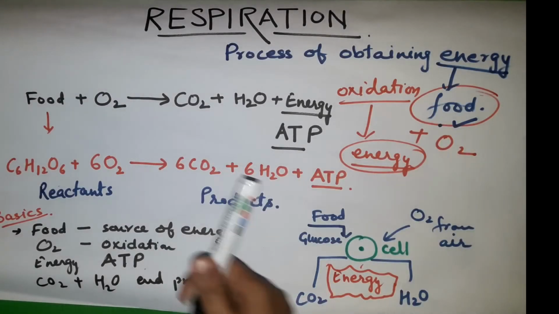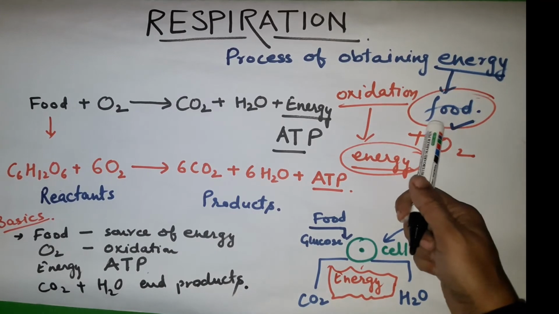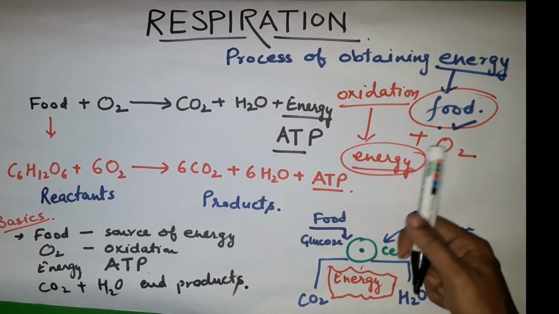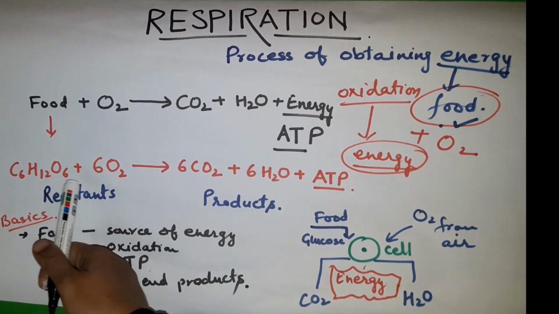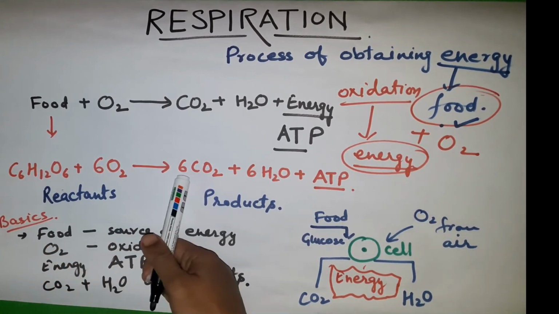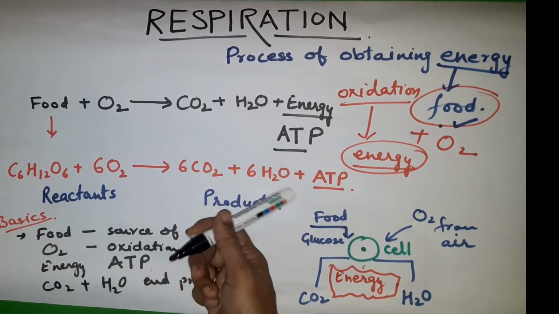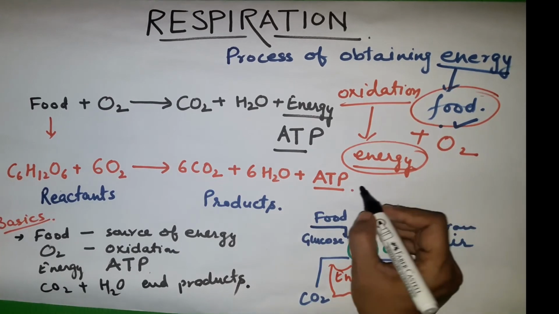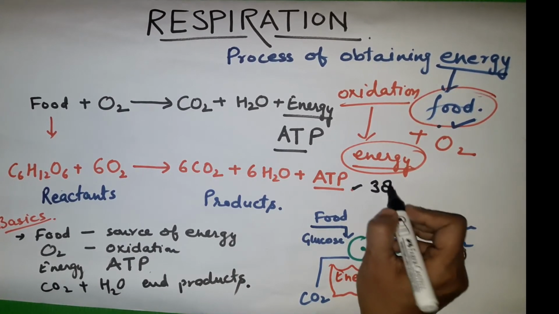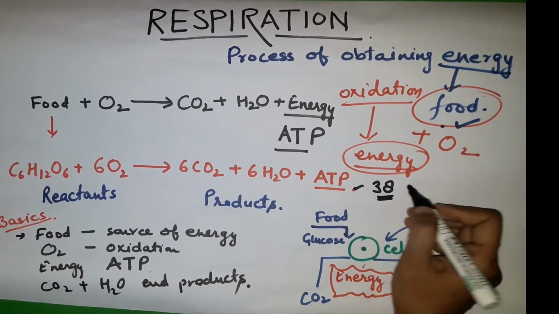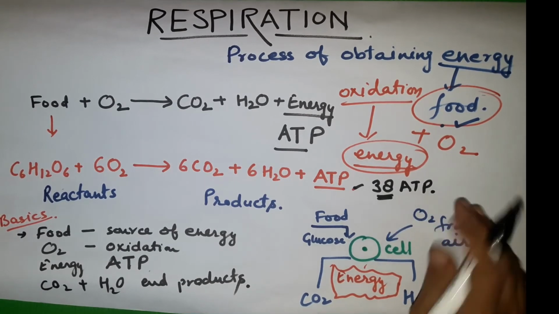So basically, when we talk about respiration, it is the process of obtaining energy from food, and when food is oxidized, only then is the energy released. And this is the formula: C6H12O6 plus 6O2, and the end products will be 6CO2, 6H2O and ATP, that means adenosine triphosphate. In most cases it is 38 ATP molecules. Okay, so that is adenosine triphosphate.